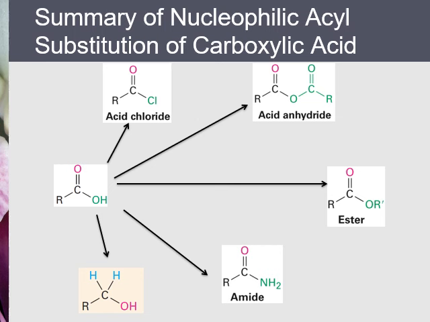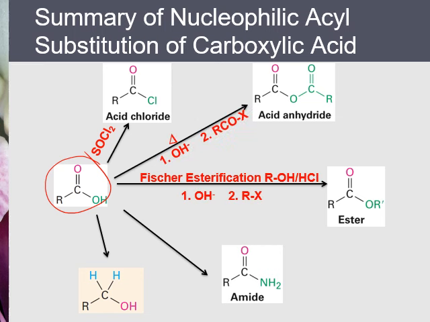We have discussed how carboxylic acids can be converted into acid derivatives, and this includes acid chloride, acid anhydride, esters, and amides. An acid can also be reduced to an alcohol. So please go over all these three reactions. And next, we are going to discuss all these acid derivatives. Start with acid chloride.